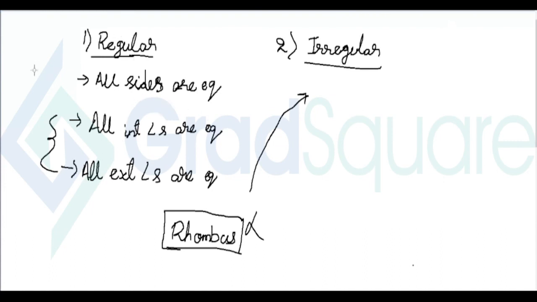Okay, so the quadrilateral which is a regular polygon is a square. Okay, so a rhombus is an irregular polygon. This is something that is a curious case, so I thought you should know it.